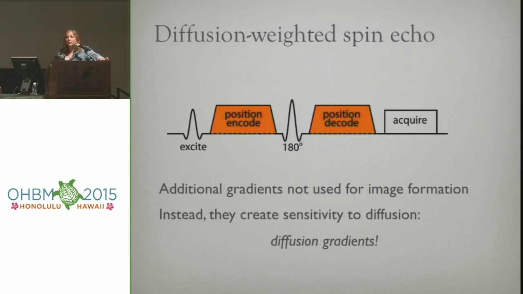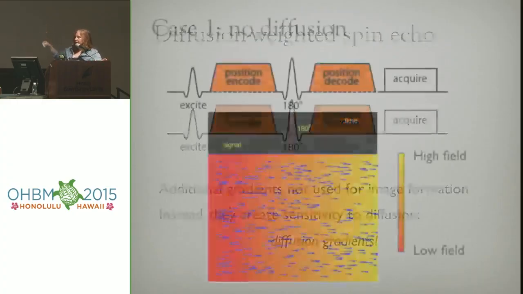We're going to use them for position encoding and decoding, kind of similarly to how we use them in imaging, but we're not actually going to use them to, in any sense, define our voxel. What we're going to use them for is position encoding and decoding specifically to look for this process of diffusion. So we refer to these as diffusion gradients. So let's look at how that works.